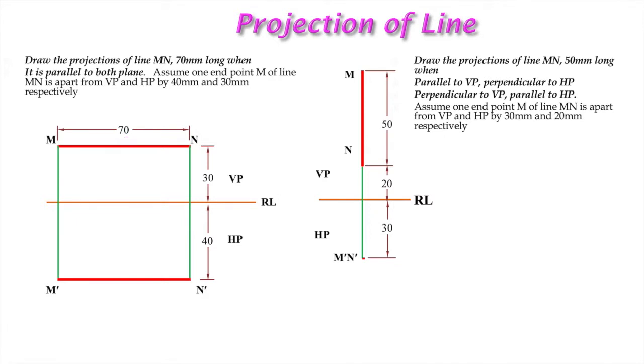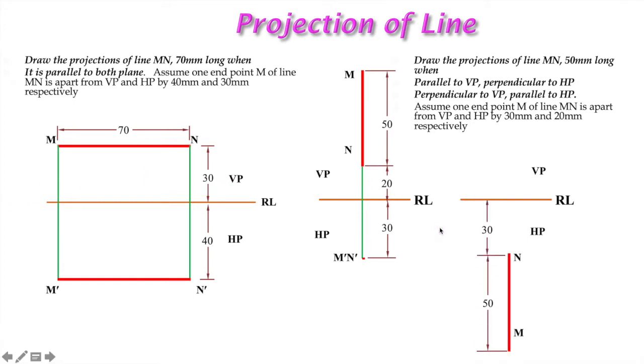The other combination is perpendicular to VP. Now the line is perpendicular to VP but parallel to HP. When the line is perpendicular to VP, from the front you get a point. But in the top view, as it is parallel to HP, you get the actual shape. So here we will start with the projection in HP first. I repeat, we will start with the view from which we get the actual dimension.